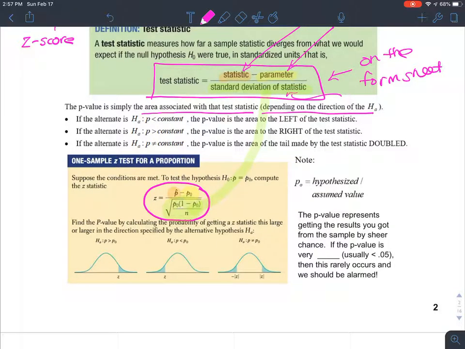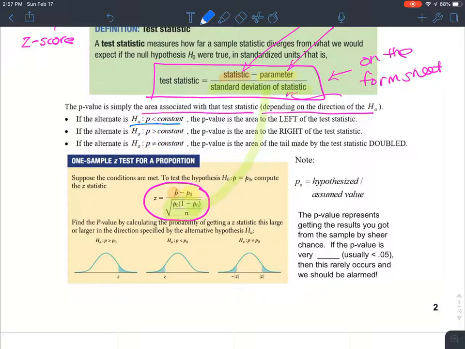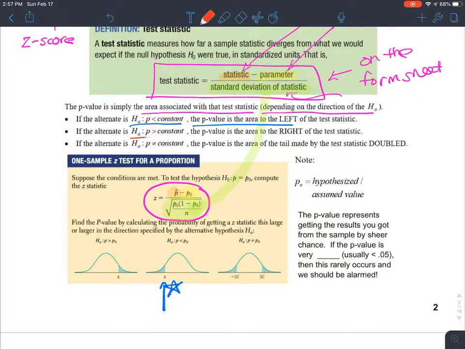So if it's a less than, like this one right here, that means your p-value is everything to the left. That would be this middle graph, where right here's the z-score, and the probability of getting anything at that z-score or more extreme, so in that case to the left, represents the p-value. As opposed to if your alternative hypothesis is greater than, that would be this picture here, where the z-score is, and that would be everything to the right.